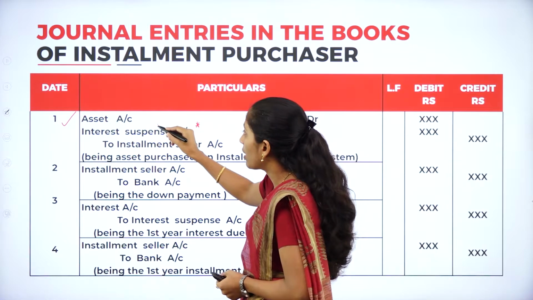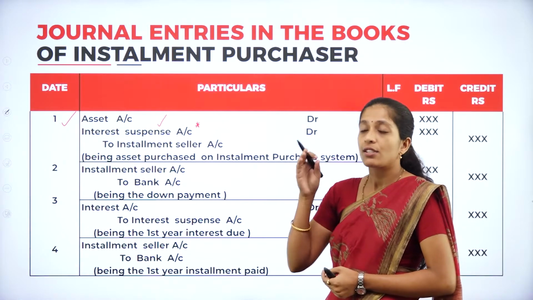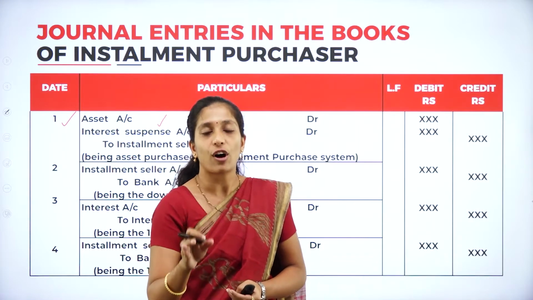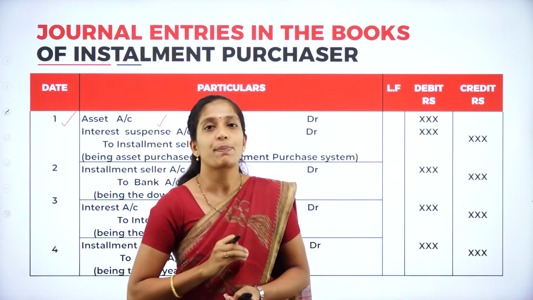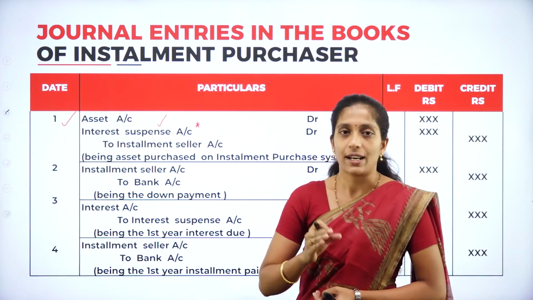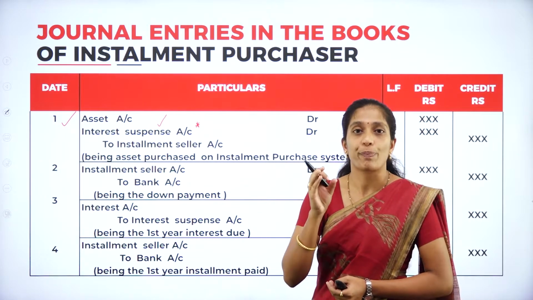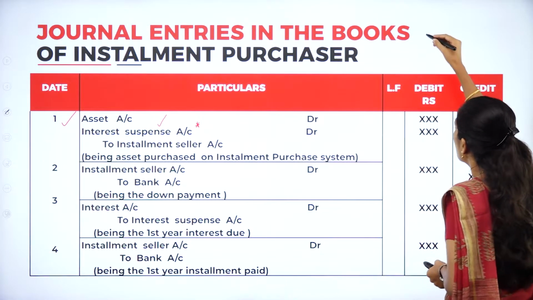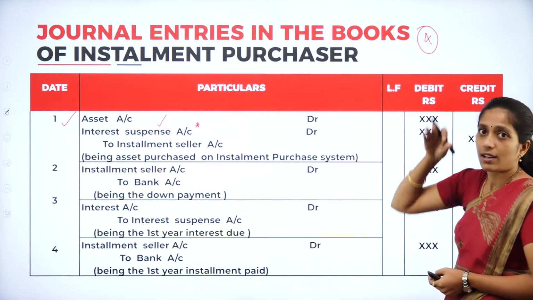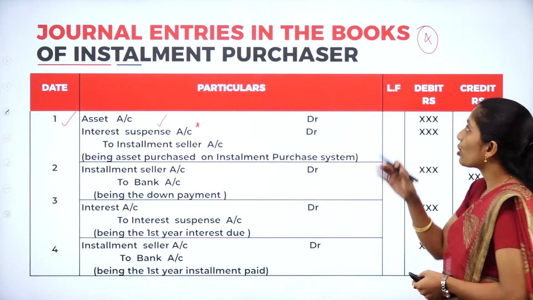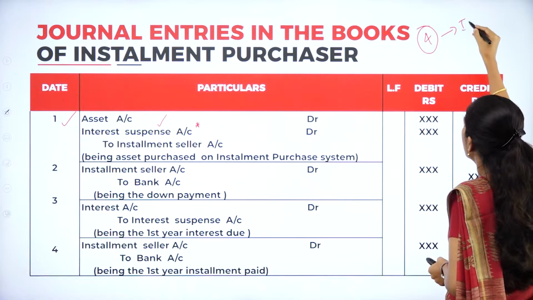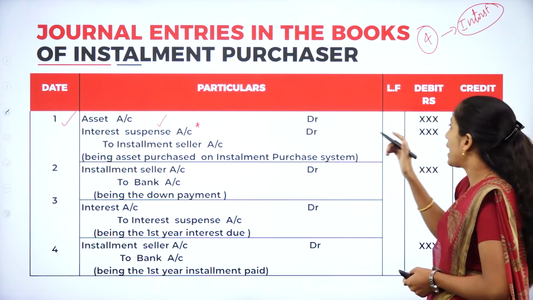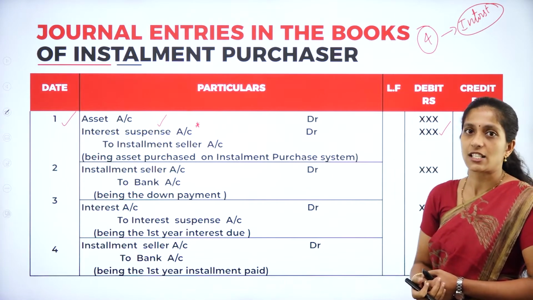Now what are you going to record under interest suspense account? You know that during the payment of amount in the form of installments, along with the principal amount, the hire buyer or the installment buyer has to pay interest also. That total interest, for example, if the amount is paid in 4 installments, all these 4 years' interest has to be added and written in the interest suspense account.